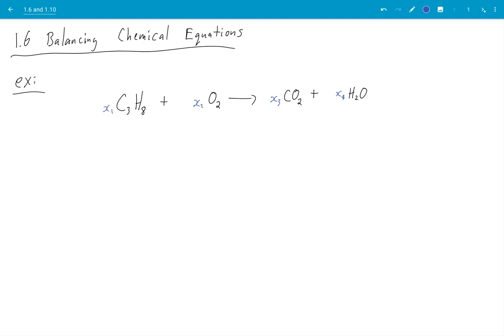Now, what do I see? Well, I see by just looking at carbon, it's going to be 3 times whatever x1 is. It's got to balance out over here. It's going to be just 1 times x3.